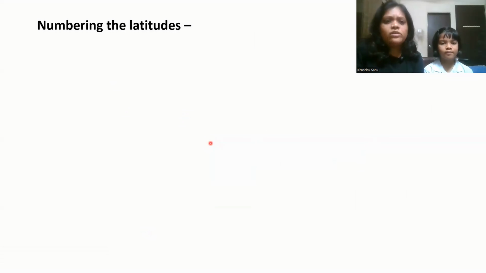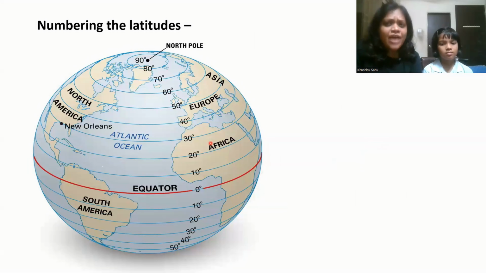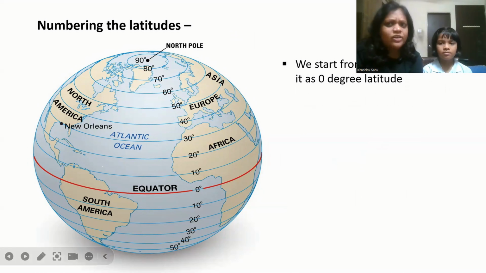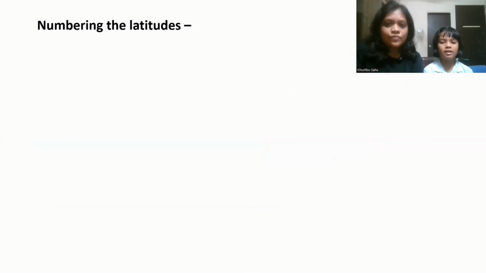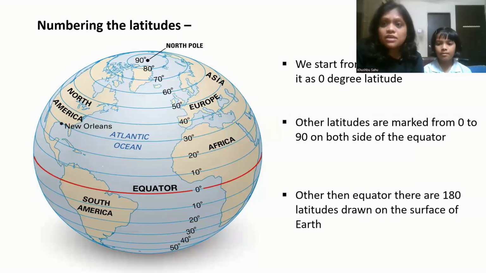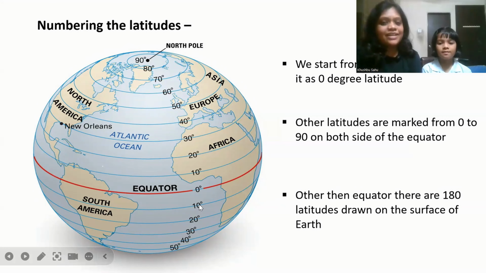Now, we are going to discuss a very important concept, that is the numbering of latitudes. Do you know how many latitudes there are on our Earth's surface? There are a total of 180 latitudes on our Earth's surface. Right, Advika is correct. There are 180 latitudes on our Earth's surface, other than the equator. So, the equator is considered the 0-degree latitude.